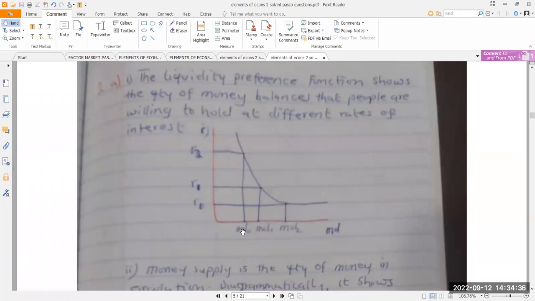So what this means is that when interest rate is very high, people tend to hold less money. But when interest rate is very low, it means that it is not very profitable to hold bonds. And if you are not holding bonds, it means that you have to hold money. That's why there's an inverse relationship between the quantity of money that we hold and the level of interest rate. That's why the curve slopes downwards.